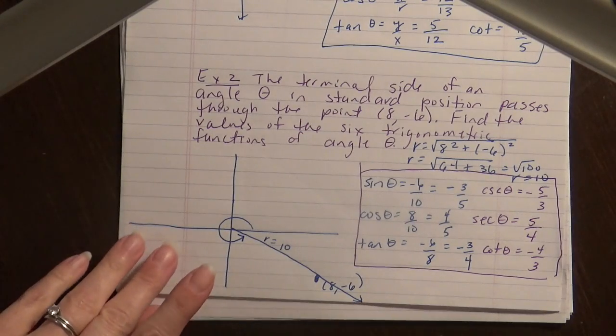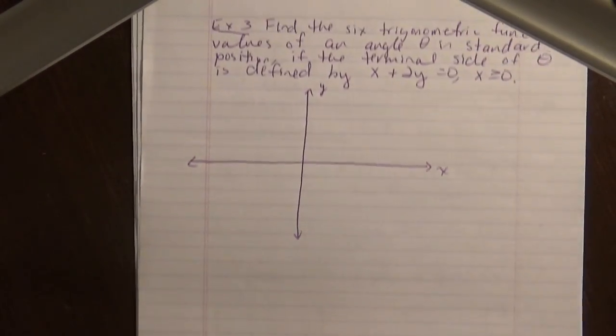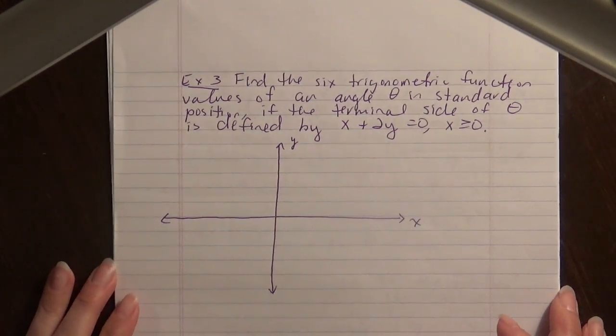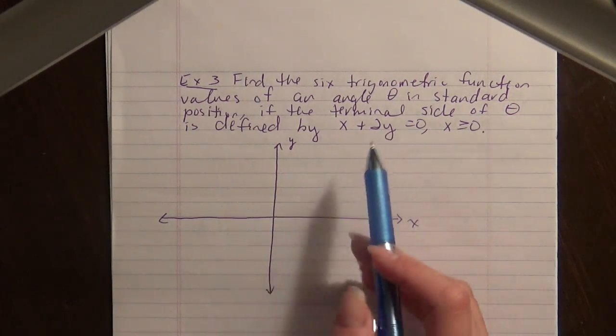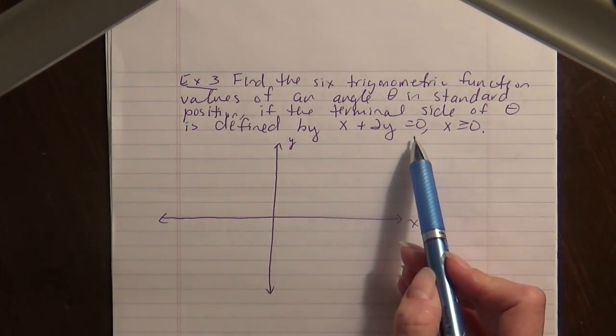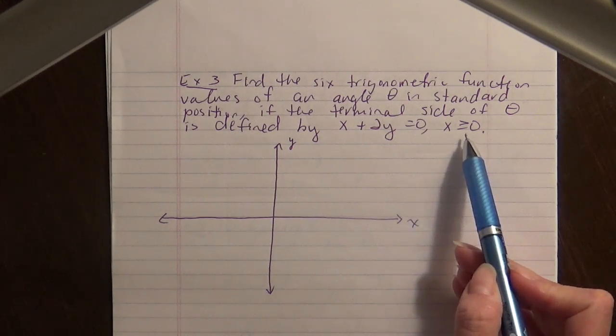Okay, let's go to the next page. Example 3. This is given to us just a little bit differently. Now we have to use a little bit of algebra to get it. It says find the 6 trigonometric function values of an angle theta in standard position if the terminal side of theta is defined by the line x plus 2y equals 0, where x is greater than or equal to 0.